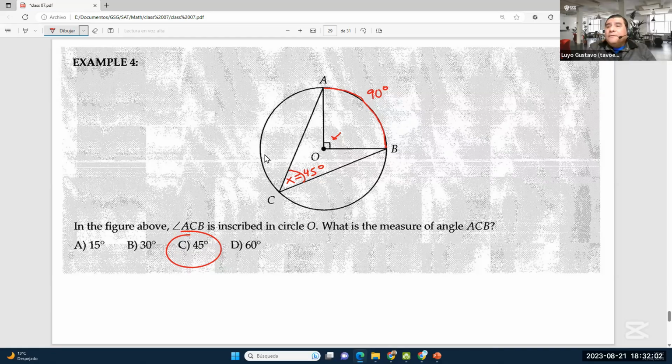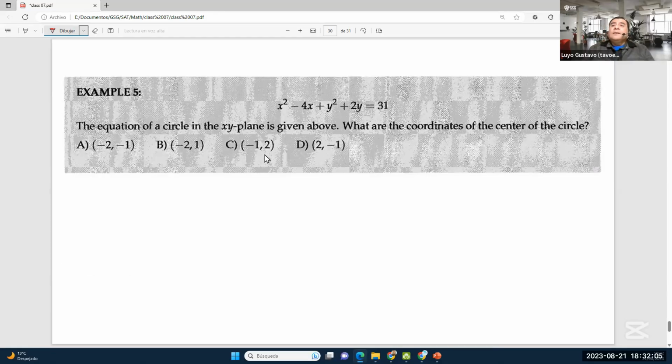Finally, we get to example 5. The equation of a circle in the xy plane is given above. What are the coordinates of the center of the circle? Aha. Do you remember that the equation of a circle is this, right? (x minus h) squared plus (y minus k) squared equals the square of the radius, where h and k are the coordinates of the center of the circle. So what can you do in order to find h and k? Obviously, what you can do is transform this equation into this form.